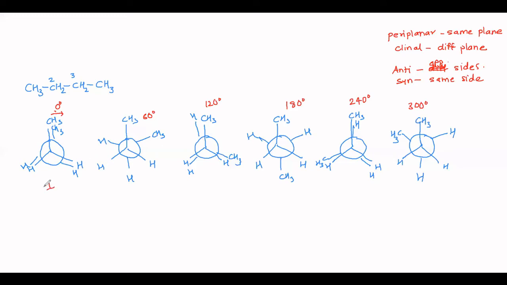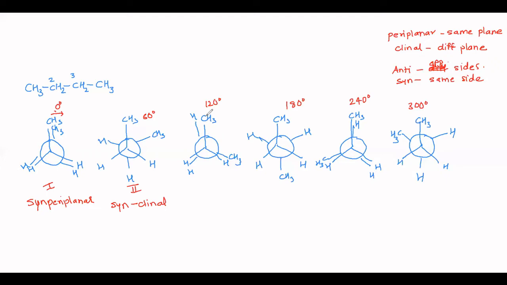So let us talk about conformation number 1. Two methyl groups are on the same side, so I will call it syn. And they lie in one plane because the dihedral angle is 0 here. So this is the syn periplanar structure. The next one is the second conformation, where still the two methyl groups are on the same side, but they are not in the same plane. So this is synclinal.